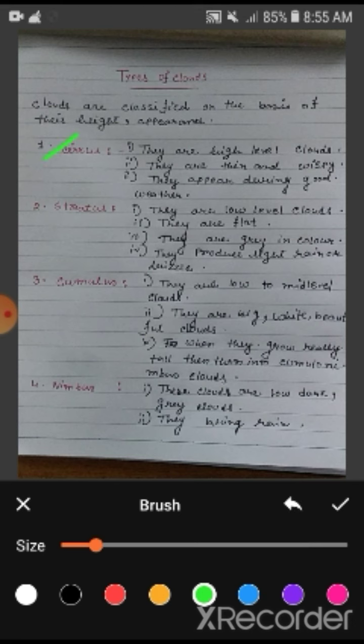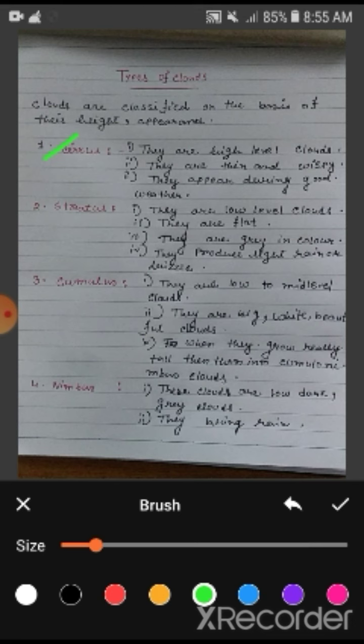The main features of the cirrus cloud are, they are high level clouds, that means found in the high altitude. They are thin and wispy. They appear during the good weather. So when the weather is good, sunny, and there is no other weather phenomenon in the atmosphere, then only the cirrus clouds can be seen.